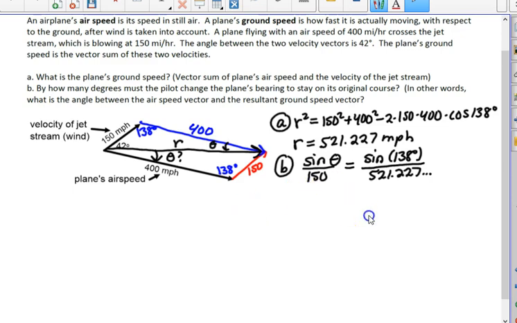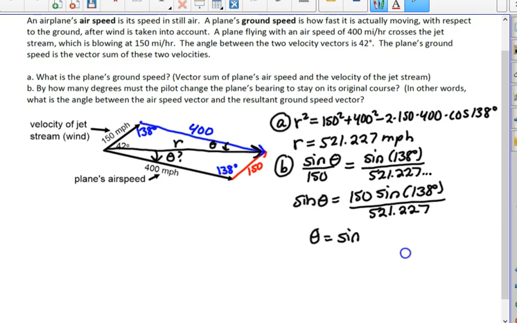And I'm just going to show you something nifty on the calculator in just a second. So sine of theta, multiplying both sides of the equation by 150, I get 150 sine of 138 divided by 521.227. Then to find theta, many of you will compute this and then you'll say, wait a second, that seems too small for theta. That's because you haven't found theta yet. You found sine of theta. So make sure to take that extra step and do the inverse sine of all of this.